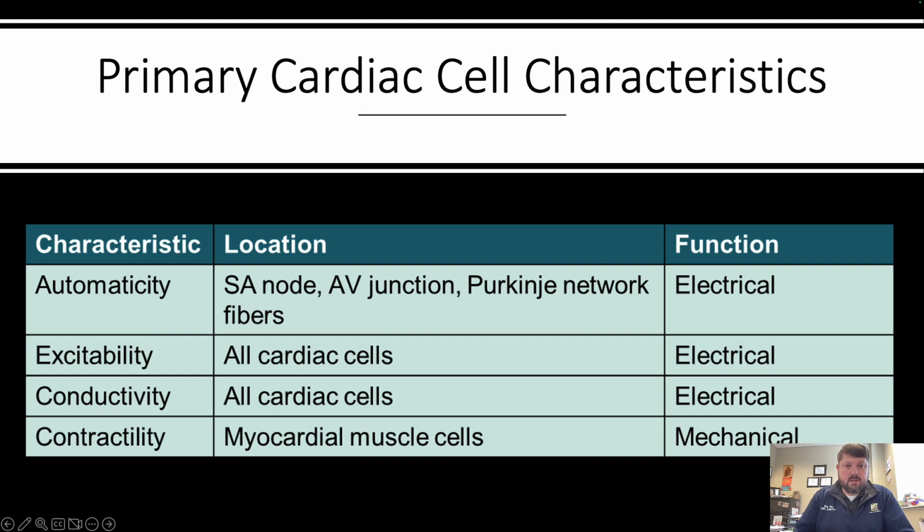Conductivity: all cardiac cells are going to receive the ability to conduct the electrical stimulus through the heart. And then contractility: this is myocardial muscle cells, and they are going to receive the stimulus from the conducting cells to contract.